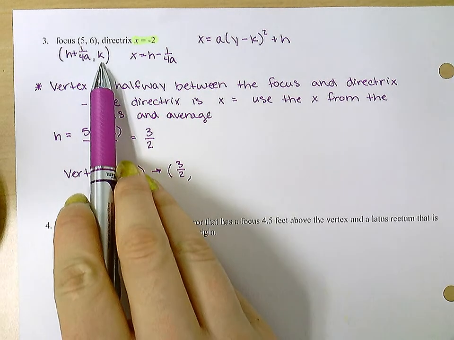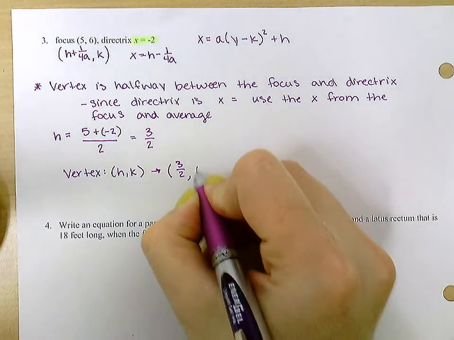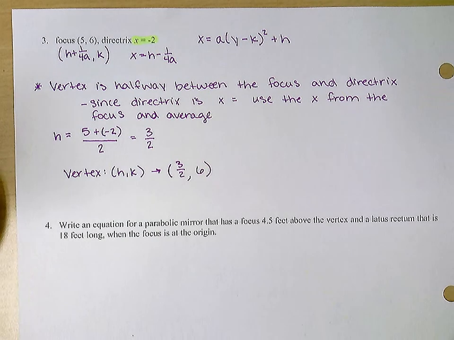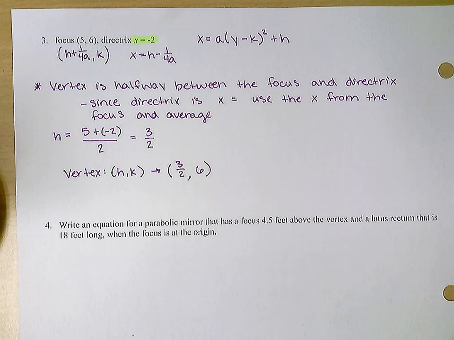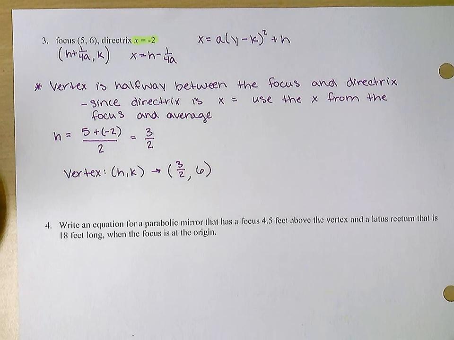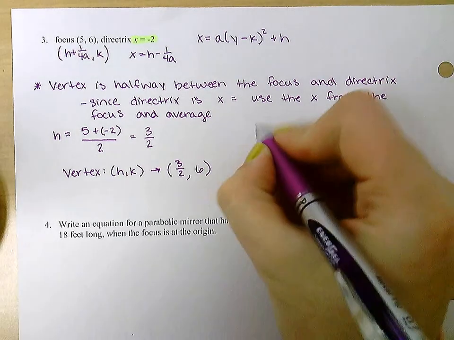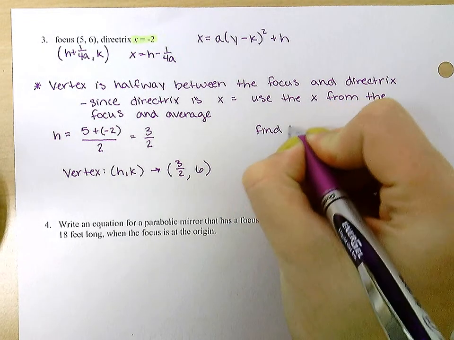Six. Okay, so k is 6. So now we have h and k. Since I found h, I also have to find a. Okay, I'm not given a, so our next step here is to find a.